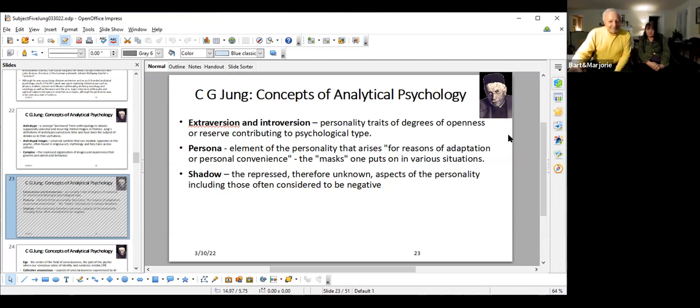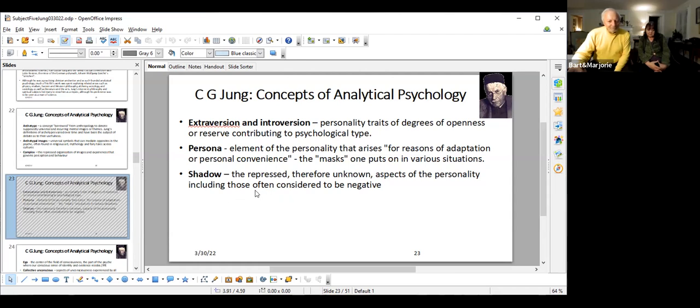So the notion of an extrovert and introvert, again, Jung apparently was the first to come up with this idea. Some people are very open, some people are very reserved. What does this lead to? The notion of persona, the element of the personality that arises for reasons of adaptation or personal convenience, or the masks that one puts on in various situations. You could think of this as the Greek theater, the Greek chorus. People are putting on this mask and that mask to do these things.